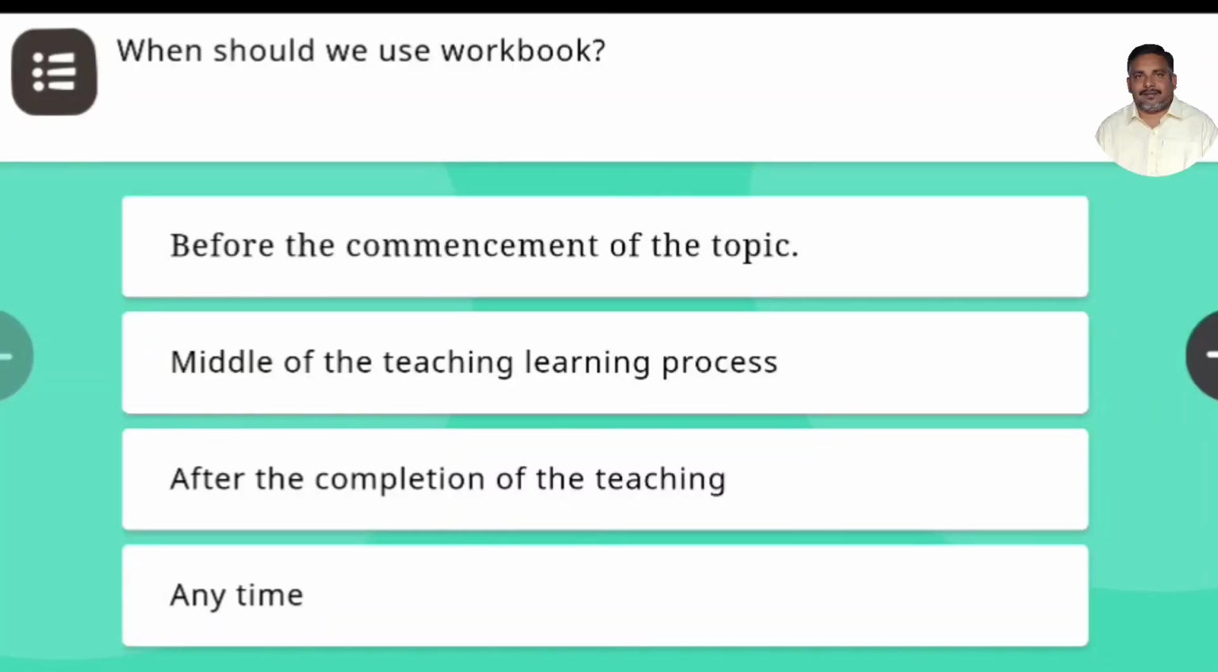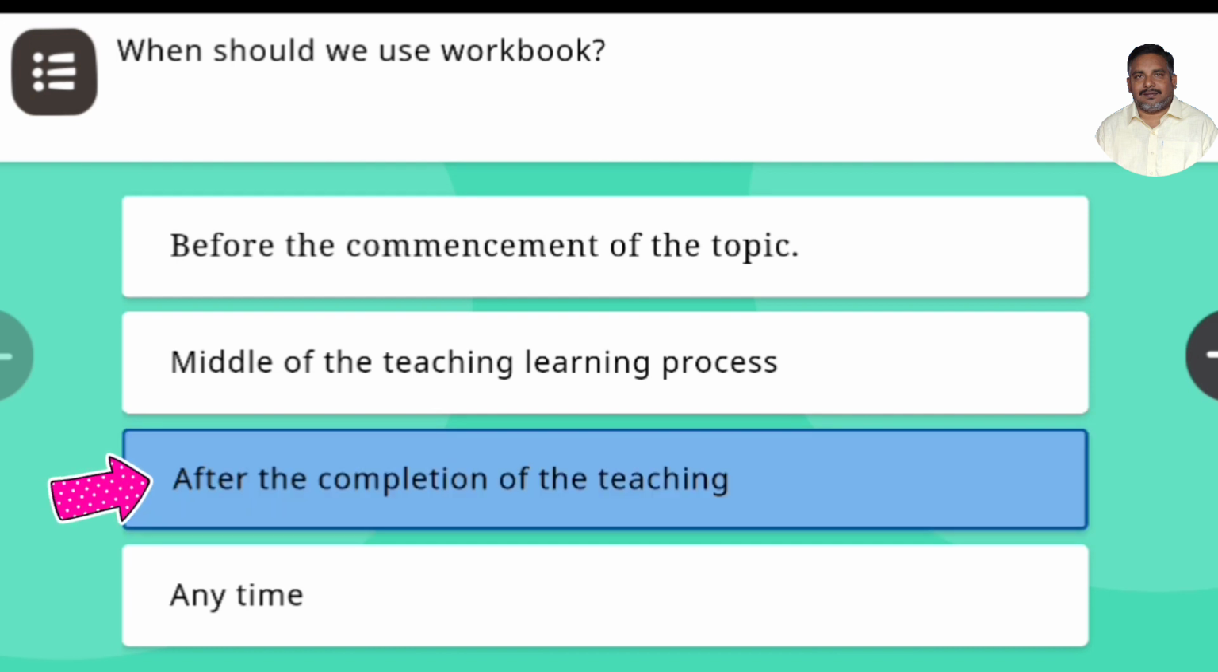Let's start. When should we use workbook? Before the commencement of the topic, middle of the teaching learning process, after the completion of teaching, anytime. The answer is after the completion of teaching.